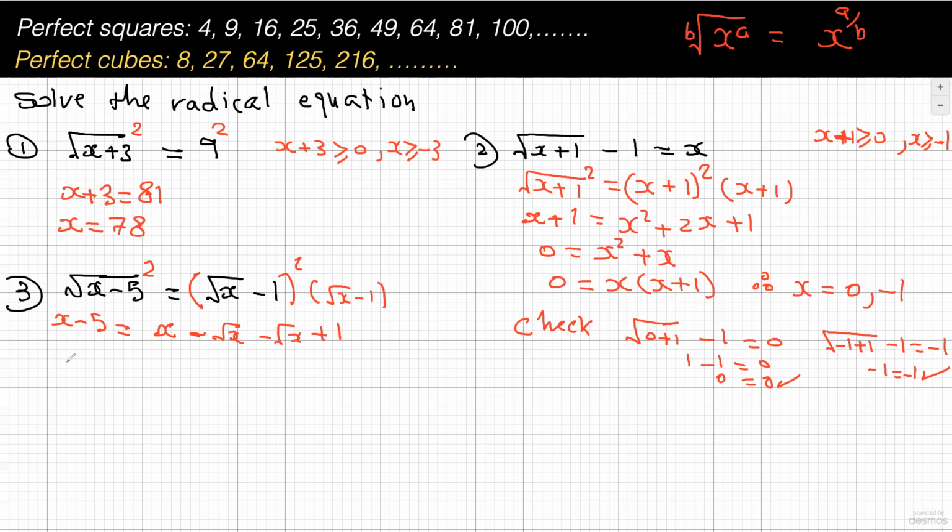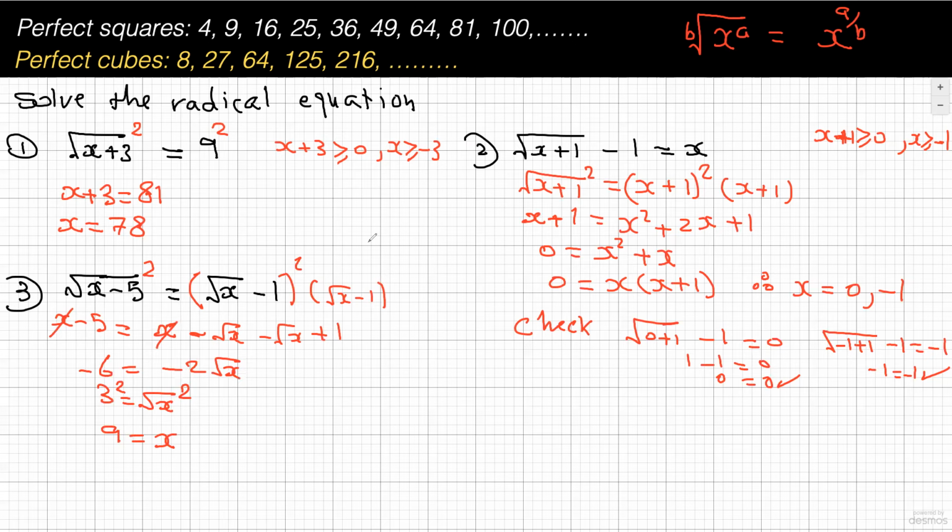Now I'm going to move everything that doesn't have a radical to this side. So I'm going to move the x to this side, which is going to cancel. And then I'm going to move the 1 to this side, which gives me negative 6. And that would be negative 2 root x. Divide both sides by negative 2. I'll get 3 equals root x. Now I have to square again to get rid of the square root. And that will give me 9 equals x.